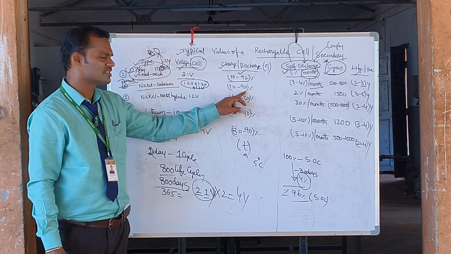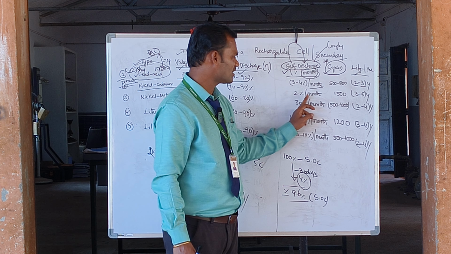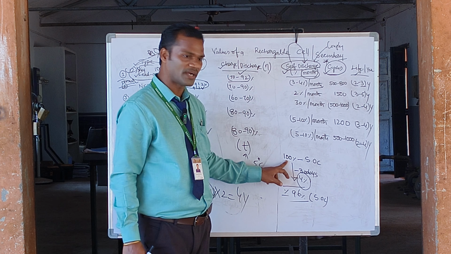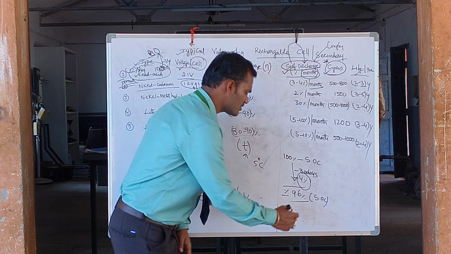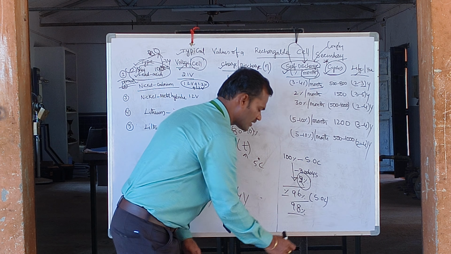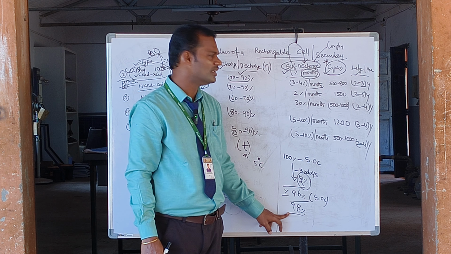So what is the efficiency of the battery? Nickel cadmium batteries have 90% efficiency. For example, if a trimmer is not used for 1 month, what is the state of charge of the battery? 100%. How much is lost? 2% is lost. After 1 month, if you take your trimmer, how much charging will be available? 98% charging will be available.